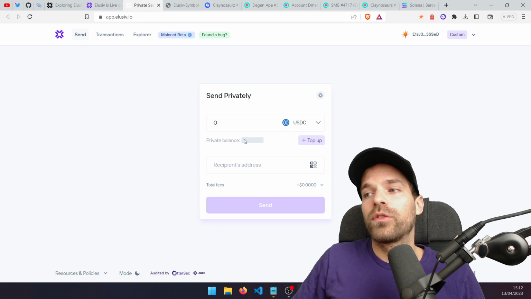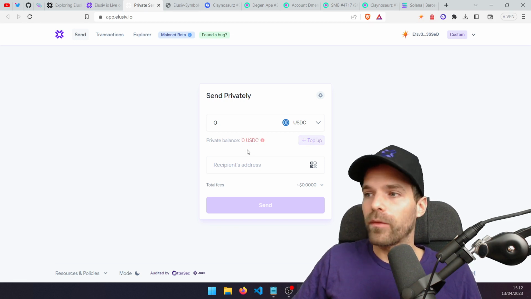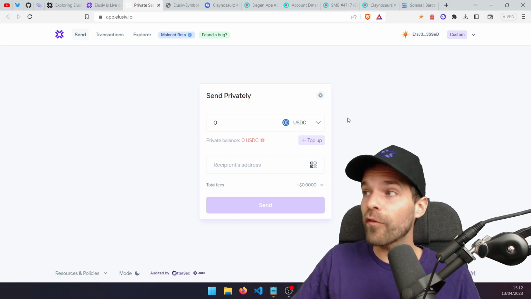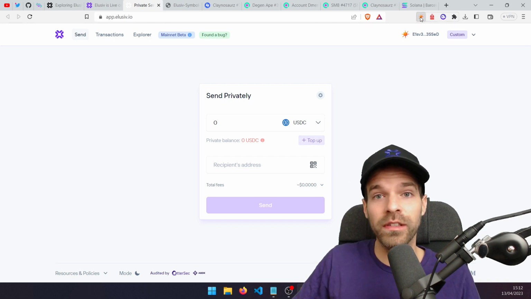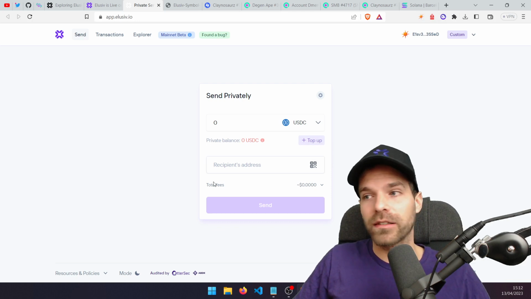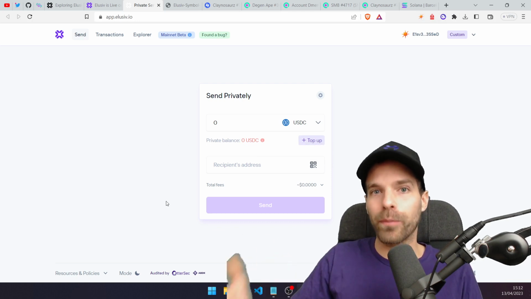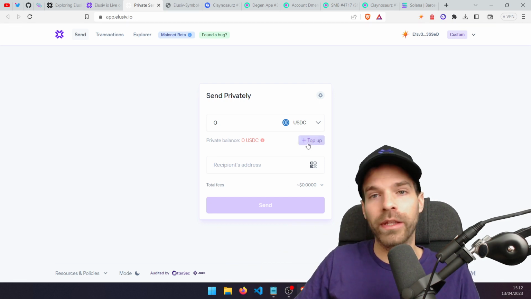The app is now trying to find my private balance and found it. I don't have any, which is true. I didn't put any there. I do have balance. I have 100 USDC, but I don't have any private balance. So before I can send anything to anyone, I need to top up my private balance. I can do that here with a top up.